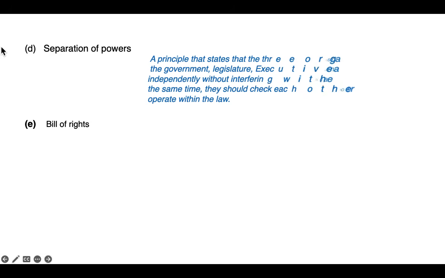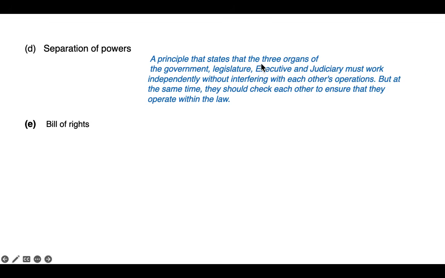So we have that. We can specify it's the principle that states that the 3 organs of the government, the legislature, the executive, and the judiciary, must work independently without fear of interfering in each other's operation, but at the same time they should check on each other to ensure that they operate within the law. So that's what we can specify.